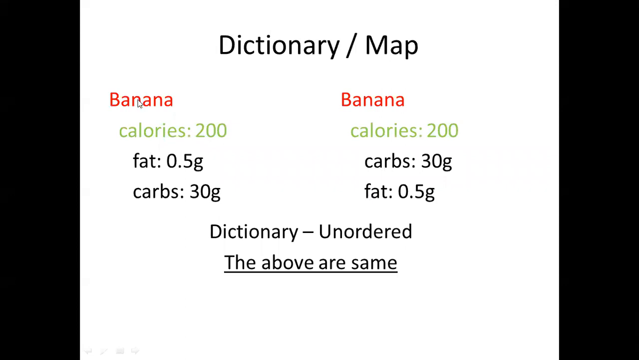Now, take this example. Banana, here it is calorie, but under this fat and carbohydrates. So the order here, if you look at this one, will it make any change in the execution or understanding of this program? No. So even though they are unordered in the dictionary, both are the same. There is no change.